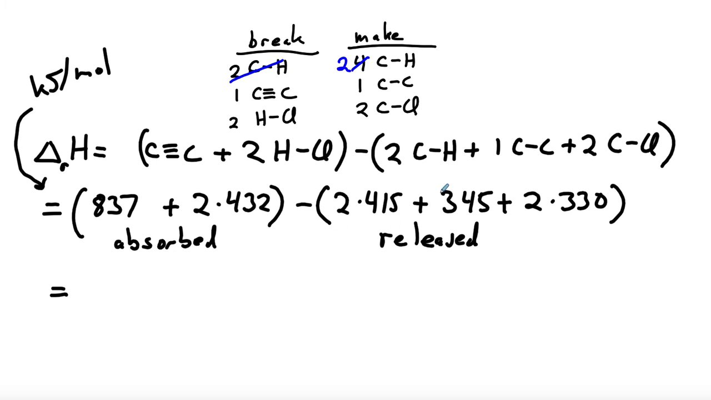We get a benefit because we're making bonds too. So we're making 2 carbon-hydrogen bonds. We get this. So 415 per carbon-hydrogen bond, 345 for each carbon-carbon single bond, and there's 1 of those. And finally, we made 2 carbon-chlorine bonds, and so we have this energy released per bond that we make, and there's 2 of them. So all of this is the energy release. This is the benefit, this is the cost.